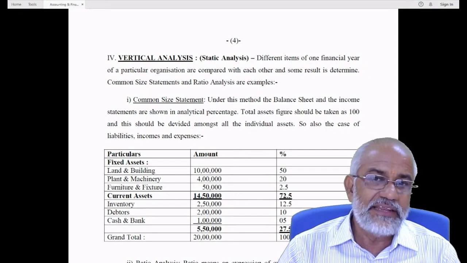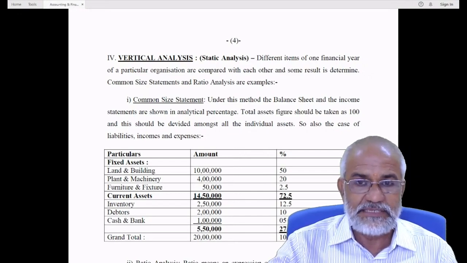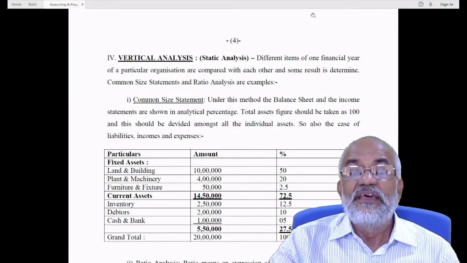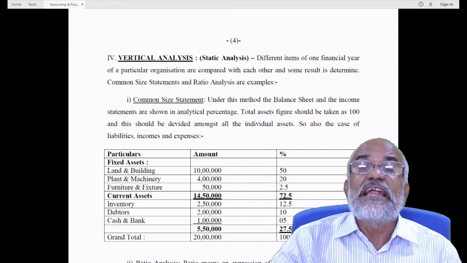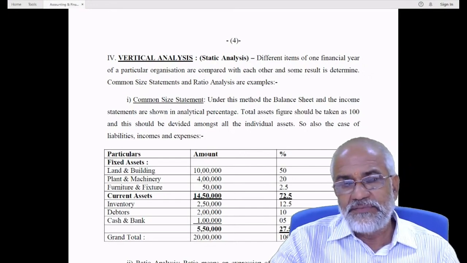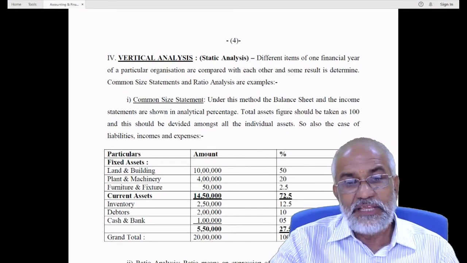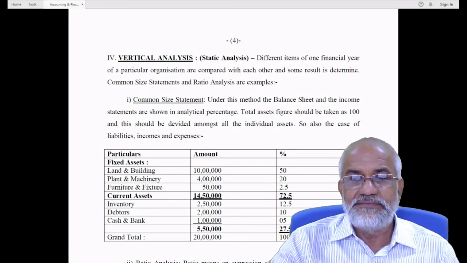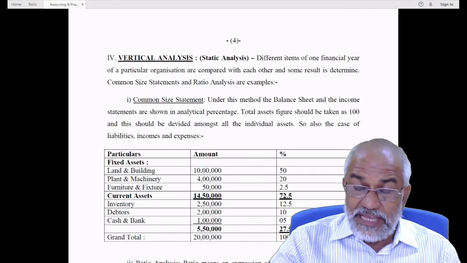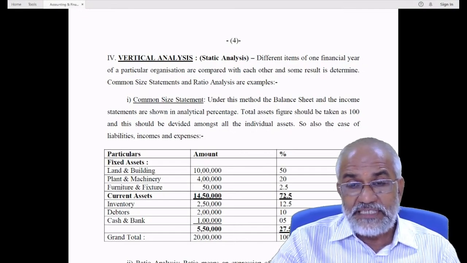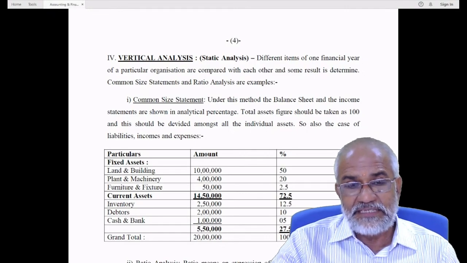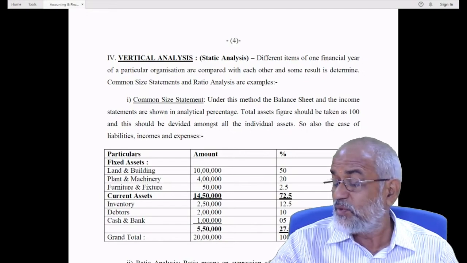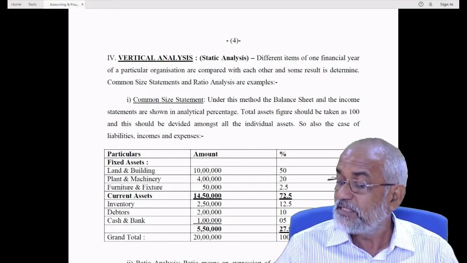Let us complete the vertical analysis here, which is comparatively a smaller topic and it can be covered in today's session. The vertical analysis is otherwise called the static analysis. The different items of one financial year of a particular organization are compared with each other and some result is determined. In case of a vertical analysis, the figures of one and the same year of the same organization are considered, whereas in case of horizontal analysis, the figures of different years of the same organization are considered for determination of the result.